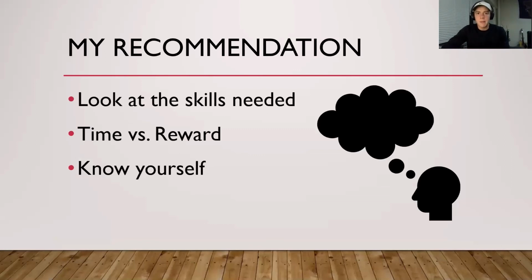How do you want to spend your time? And what reward do you want from that? So that's the question you have to ask yourself. And lastly, know who you are. This ties into the emotional intelligence, and this ties into the skills, and this ties into the time versus reward. Being an RA, if you don't like being around people, don't be an RA. If you don't like interaction, don't be an RA.